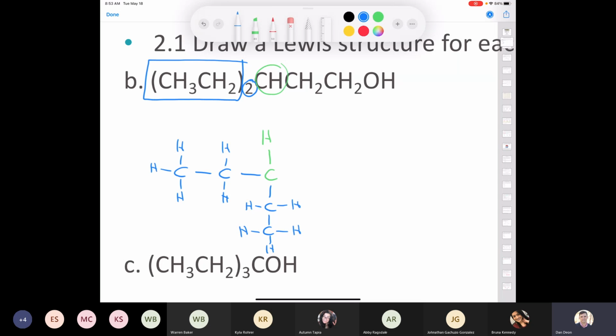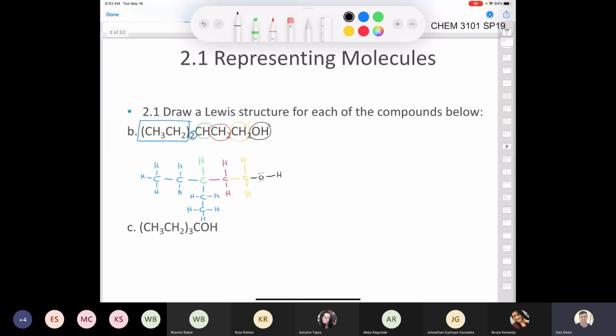Okay, after that, we have a CH2. So we're going to put that in here. We've got a carbon with 2 hydrogens attached to it. After that, we have another CH2. So we'll put that in here. And then lastly, we have an oxygen and a hydrogen. So there you have it. We took that structure and we were able to convert it into a Lewis structure.